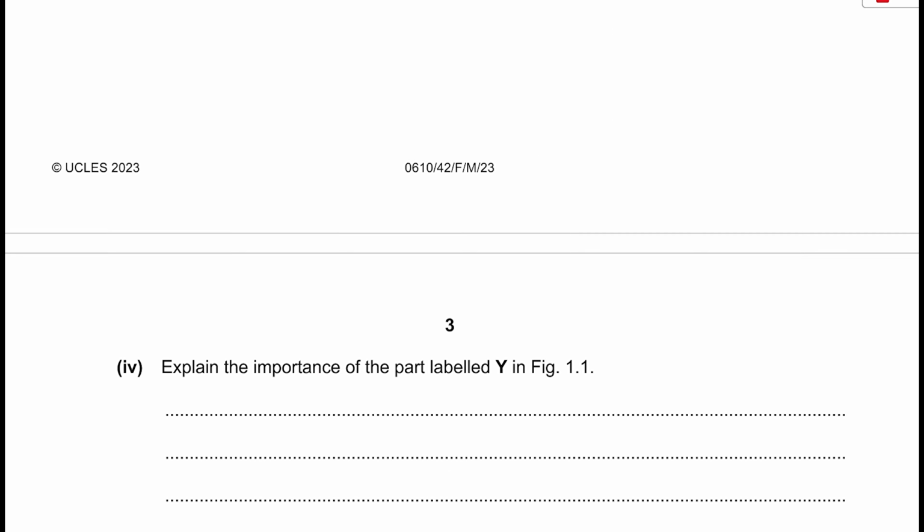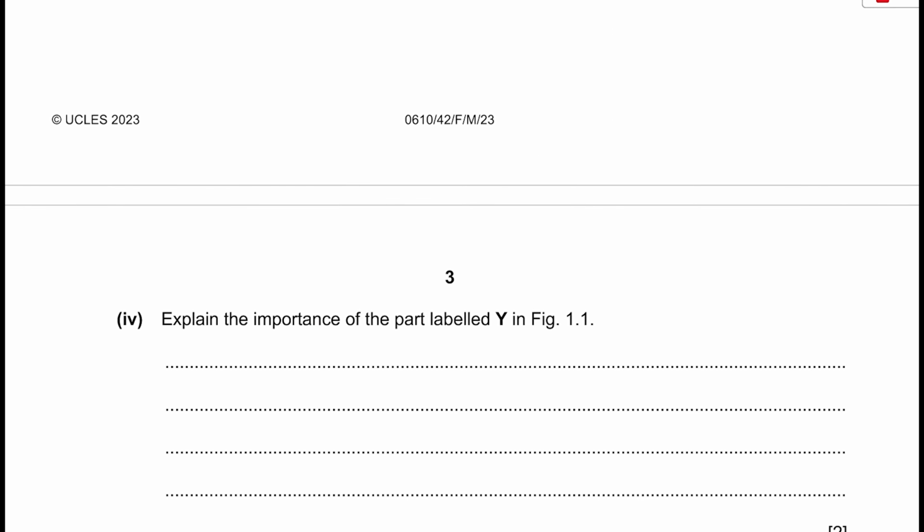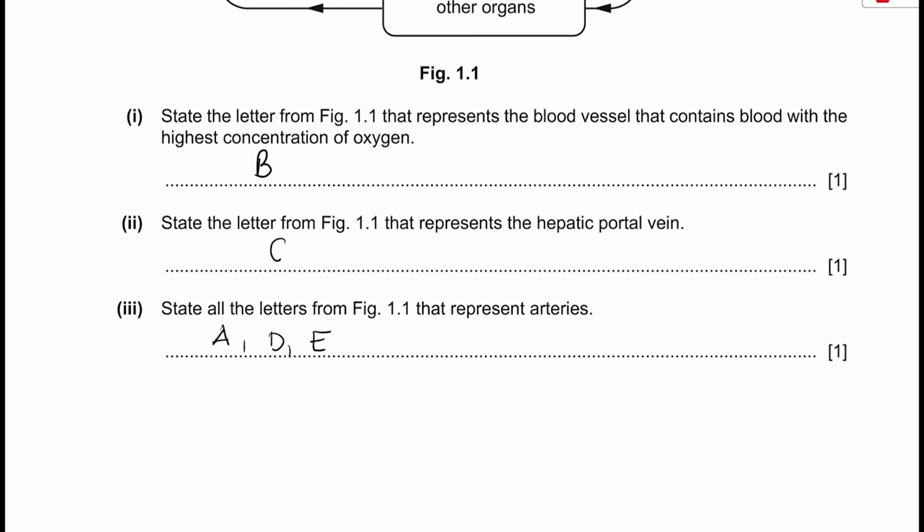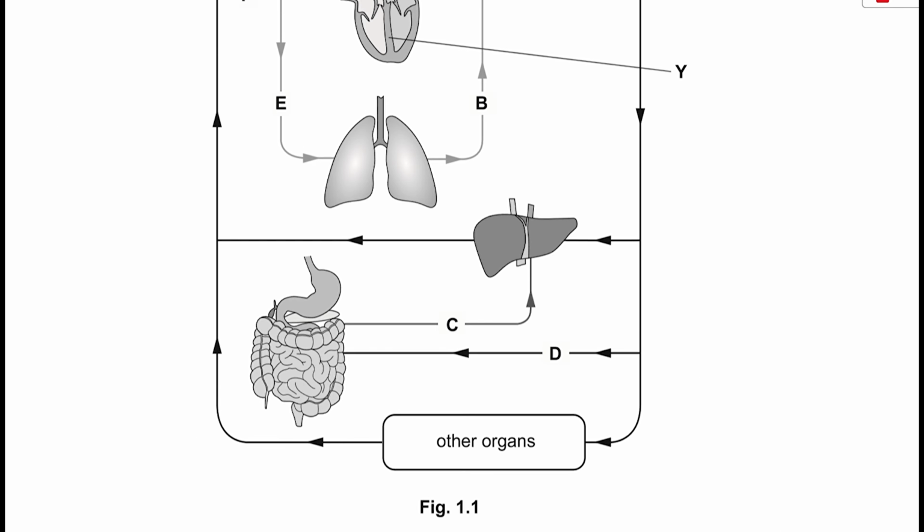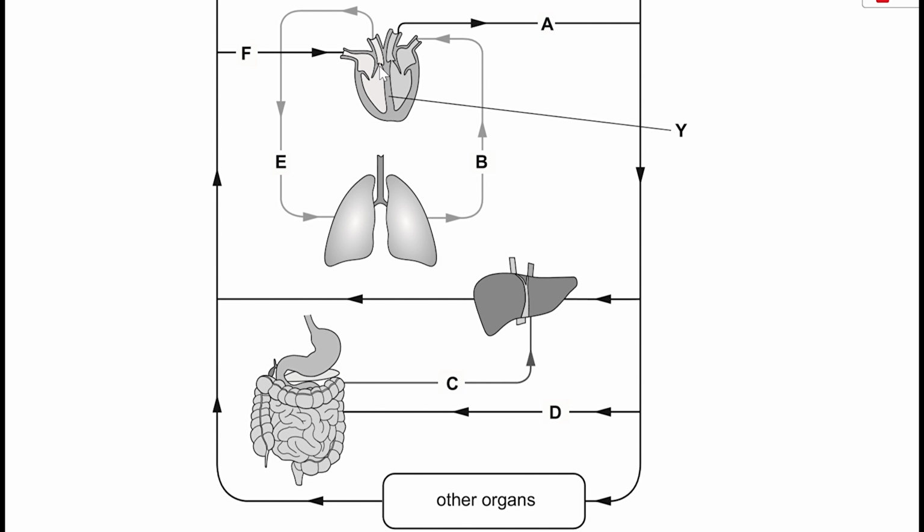Roman 4 says, explain the importance of the part labeled Y. Now we need to identify the part labeled Y. Yes, we can see it. The part labeled Y is here in between the chambers of the heart. Now this part is usually known as the septum.